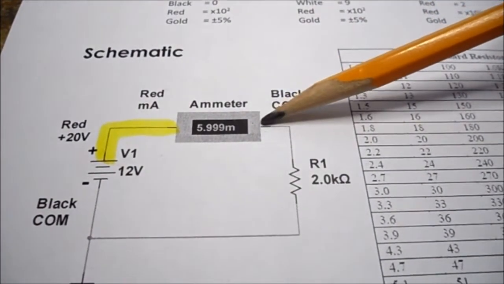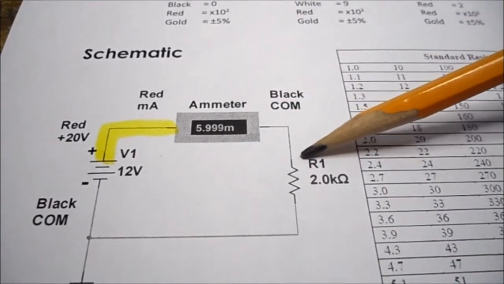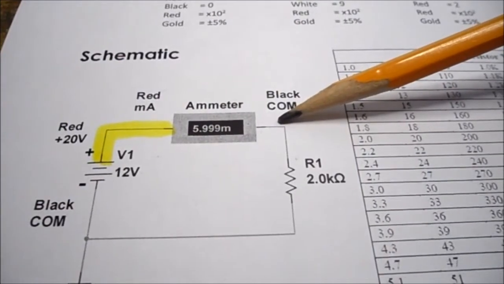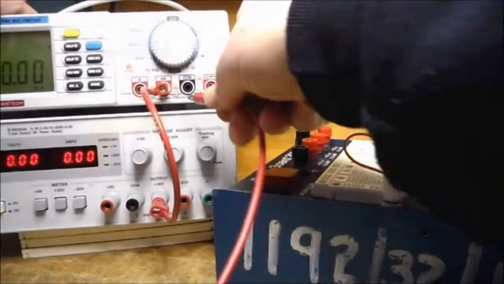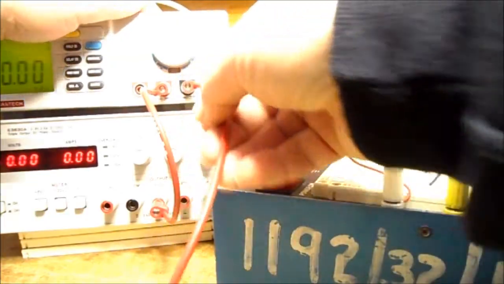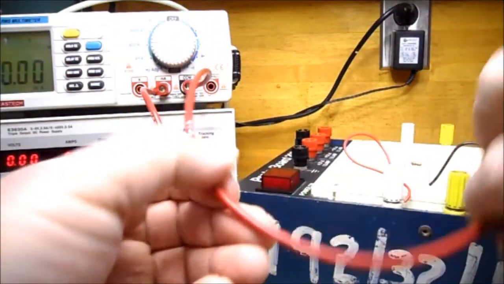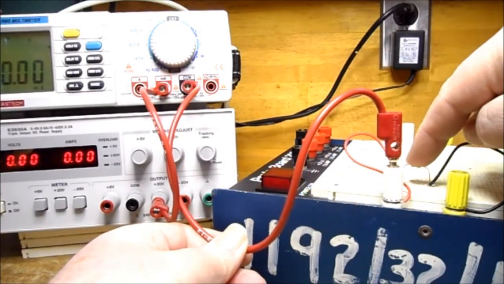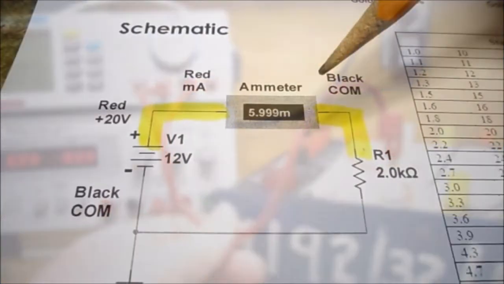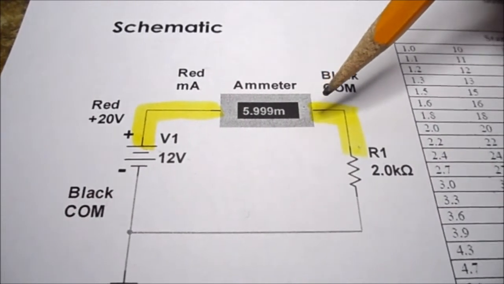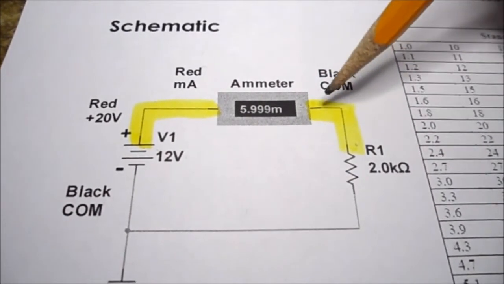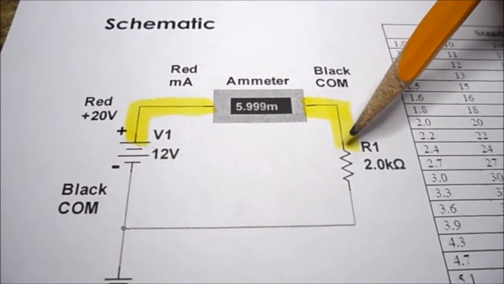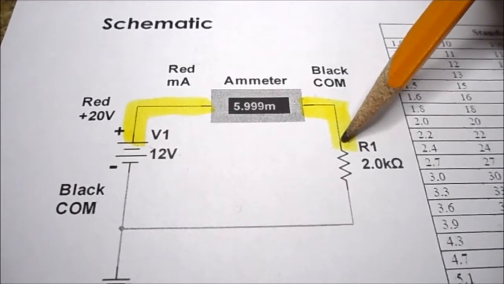Next we're going to go from the ammeter to our 2K ohm resistor. So that's out of the black COM hole. So from the black COM hole, we're going to go over to the red input to our resistor. So you can see on my schematic I've highlighted that red lead that we went from the black COM hole on the ammeter to our resistor.